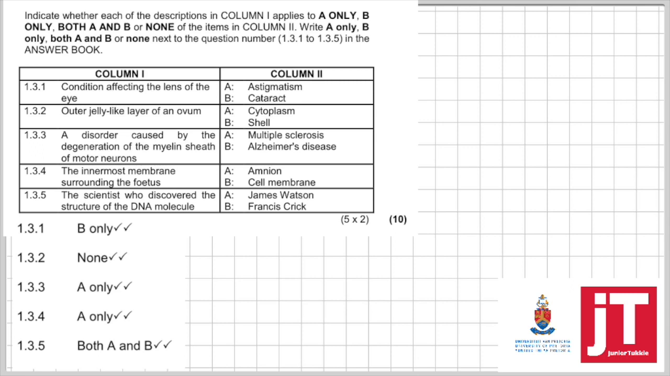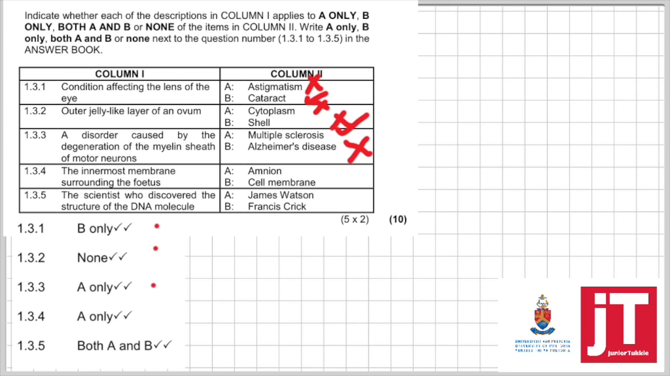Now, what condition affects the lens of the eye? Of course, we know it's a cataract. Astigmatism affects the cornea, so your answer is B only. 1.3.2. The outer jelly-like layer of an ovum is not the cytoplasm and it's not the shell, so your answer is none. 1.3.3. A disorder caused by the degeneration of the myelin sheath of motor neurons, that we know is multiple sclerosis and not Alzheimer's, so your answer is A only.